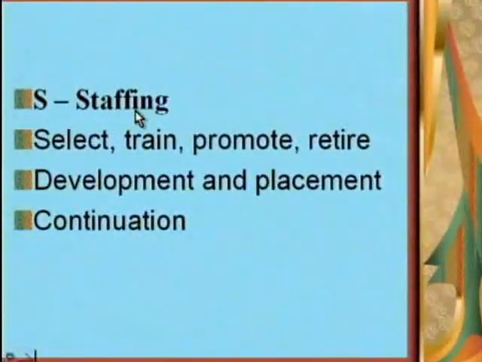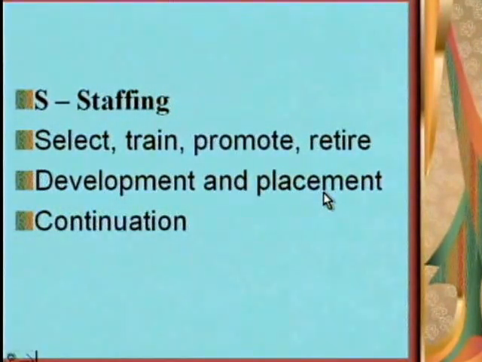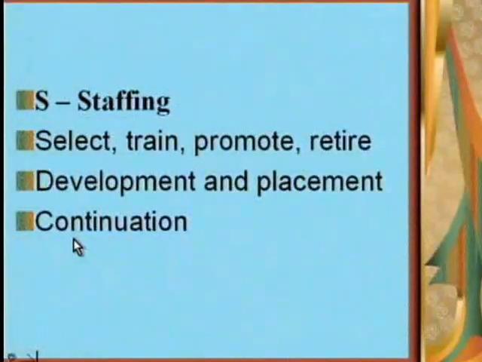The next function is S, staffing. Staffing means selecting, training, promoting, retiring personnel, and development and placement of people. The personnel working in an organization must be developed and trained to suit the new positions in the company. It is a continuous process. Staffing is continuous. People will retire and some new recruits will join. It is a continuous process.